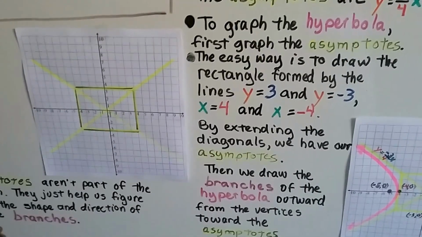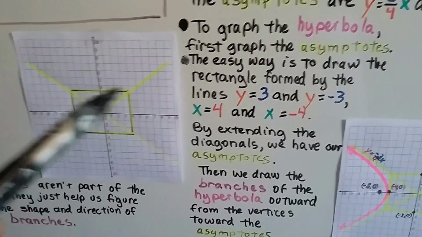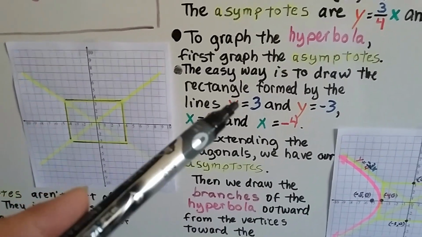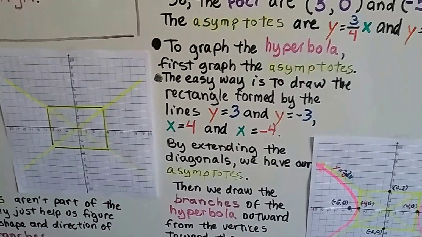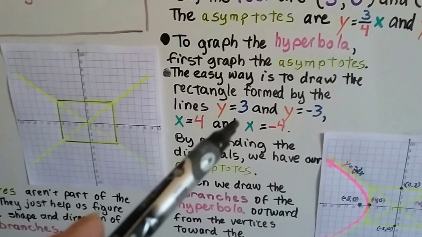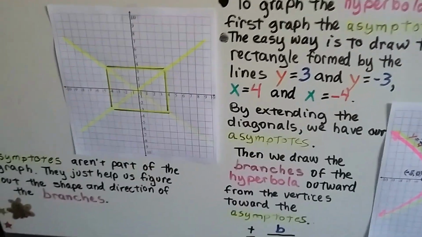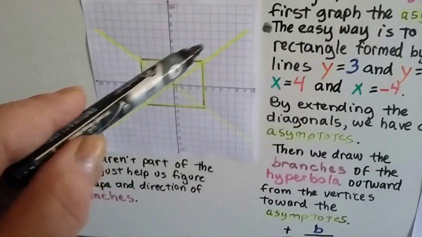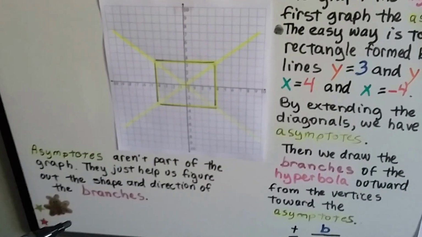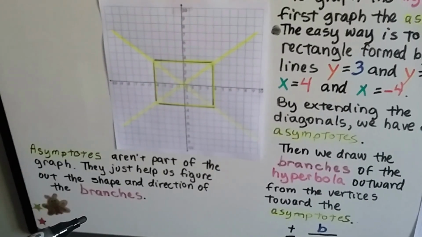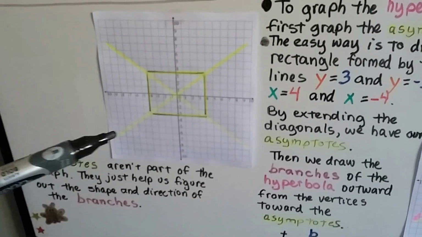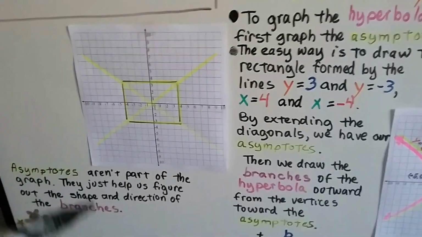Now, to graph the hyperbola, first graph the asymptotes. So, the easy way is to draw a rectangle formed by the lines y equals 3 and y equals negative 3, and x equals 4 and x equals negative 4. So we draw our rectangle. And remember, the asymptotes aren't part of the graph. They just help us figure out the shape and direction of the branches of the hyperbola, okay?